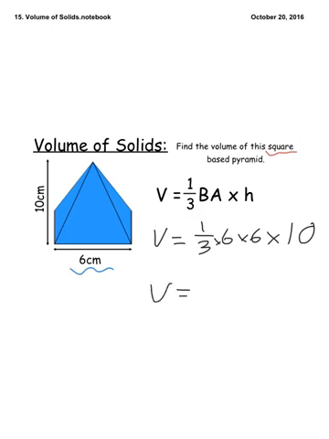So the final part of this is putting this into the calculator. We need to do 6 times 6 times 10 and then divide by 3 to find 1/3 of it. And if we do that, we get 120 centimeters cubed. Make sure that your units are cubed because we are finding the volume of a 3D shape. That means our units should be measuring 3 dimensions.